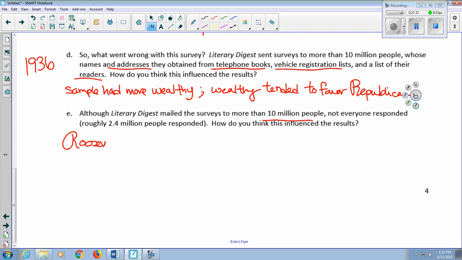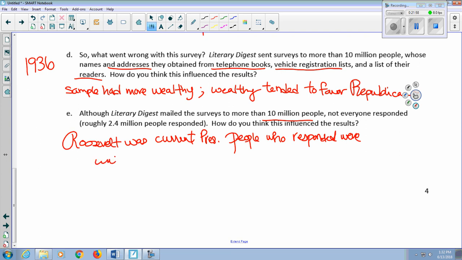Roosevelt was the current president. People who responded were probably people who were unhappy with him. Or not everybody, but more likely to be.